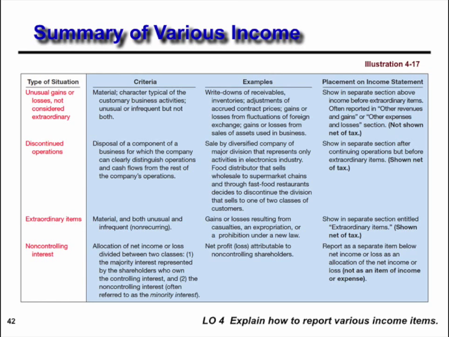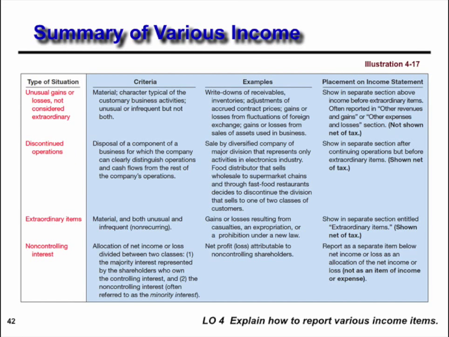And where are they placed on the income statement? Show in a separate section above income before extraordinary items, often reported in the other revenues and gains or other expenses and losses section. Not shown net of tax. It's very important because the tax is calculated afterwards on the income from continued operations. Now the second one is discontinued operations. Criteria: disposal of a component of business for which the company can clearly distinguish operations and cash flows from the rest of the company's operations.